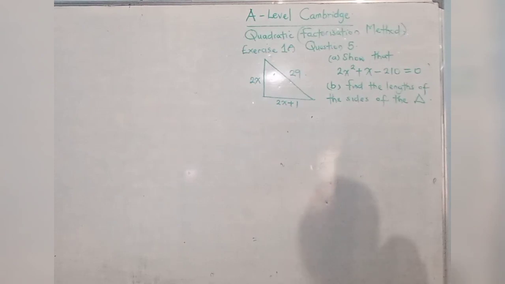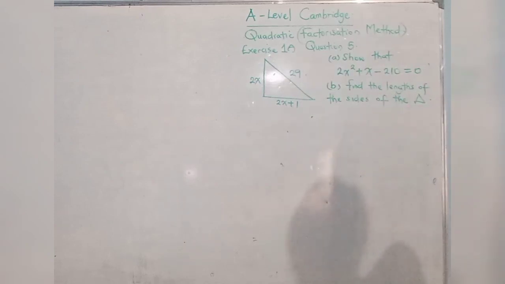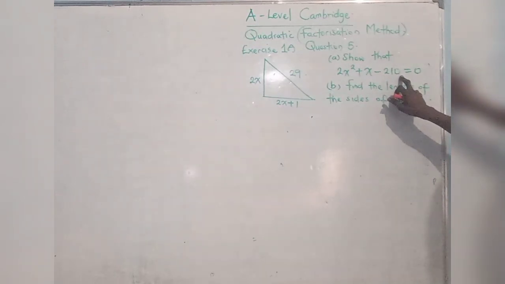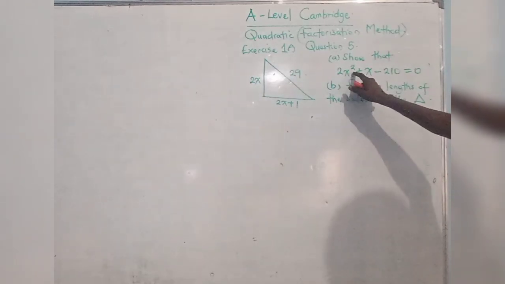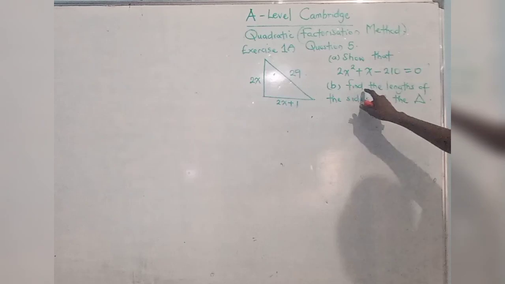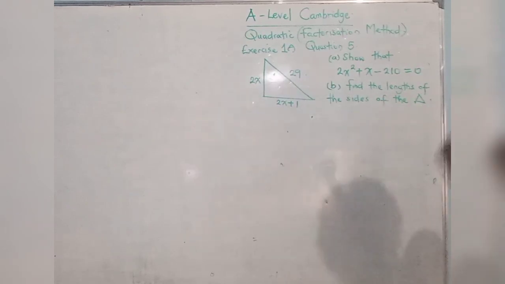And we're told to use our knowledge of the method of factorization to obtain this equation first, and then having obtained this equation, we're expected to obtain values of x that will further lead us to obtain the sides of this triangle.